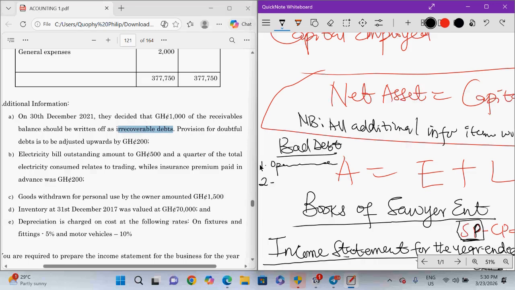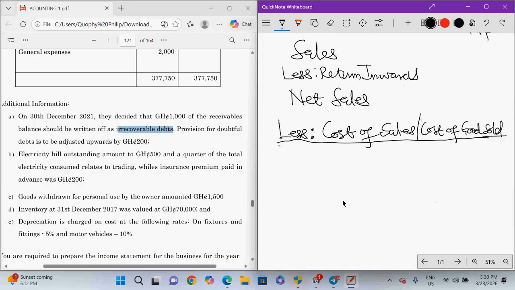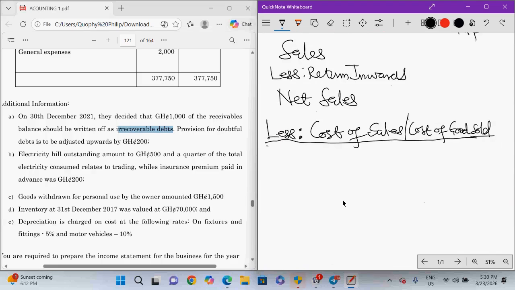The second one is it will be deducted from the receivables, under the current assets. So this is the treatment of the bad debt, right? This is the treatment of the bad debt. So let's continue. As we proceed, I explain, so that we can be able to solve at least one question before we go.